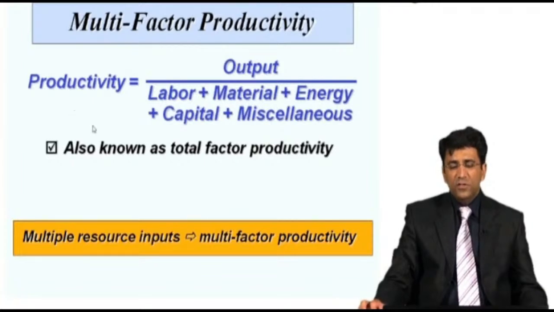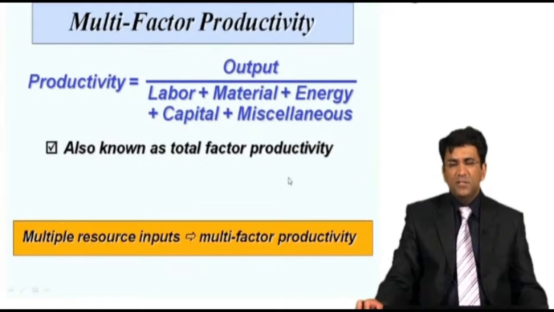So as you can see, students, there can be different sorts of inputs like labor, material, energy, capital, miscellaneous, time. So all these are the different inputs. If we use more than one factor as input, and sometimes all the factors available as input in order to calculate the productivity, then that will be termed as the multi-factor productivity model. And if we use all the factors available as input for the calculation of productivity, then that may be termed as the total factor productivity model.